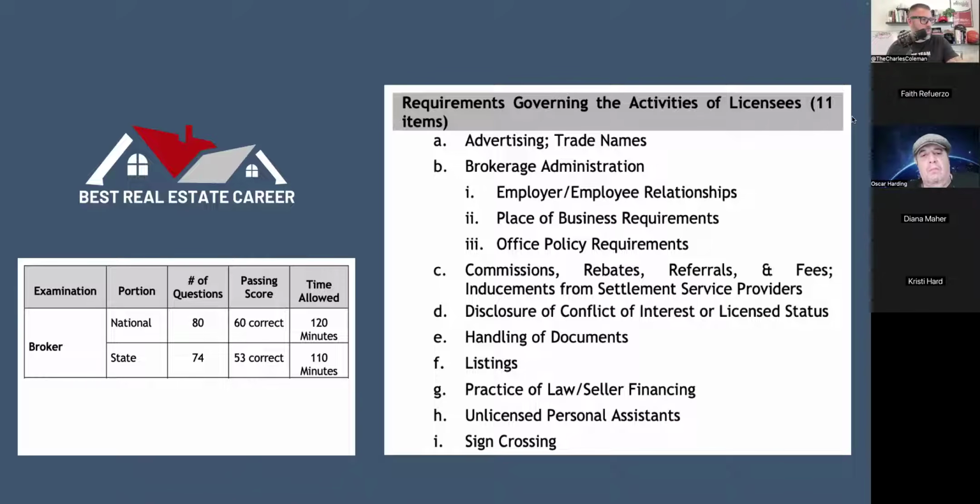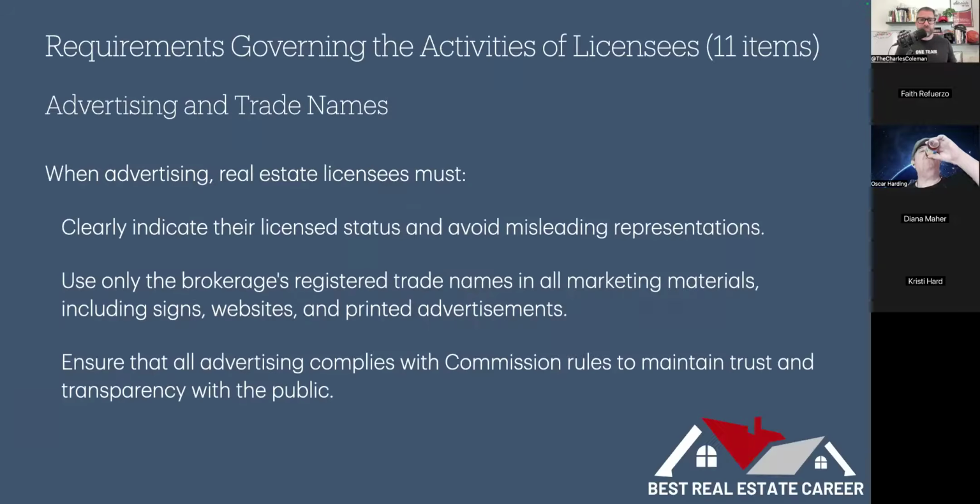Out of 74 of the questions on the state side of your exam, 11 of them are just going to be in this section. This is all we're going to live in today. This is going to look like more of a cram session, right? It's going to be like a mini lesson, and we're just going to dive into it in order. So let's look at this thing.